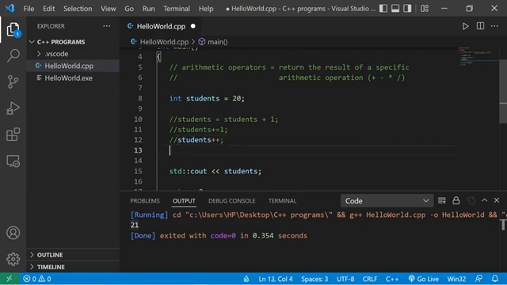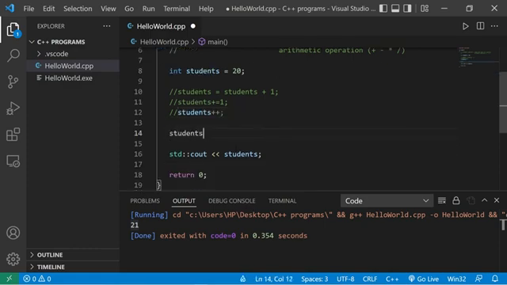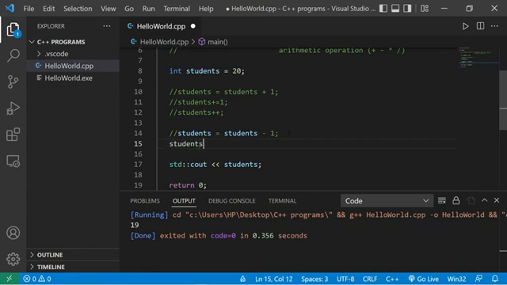Okay, now we have subtraction. Students equals students minus 1. There are now 19 students. We could shorten this to students minus equals 1. There are 19 students. If you need to subtract 2, we could say either students equals students minus 2 or students minus equals 2. That would do the same thing.